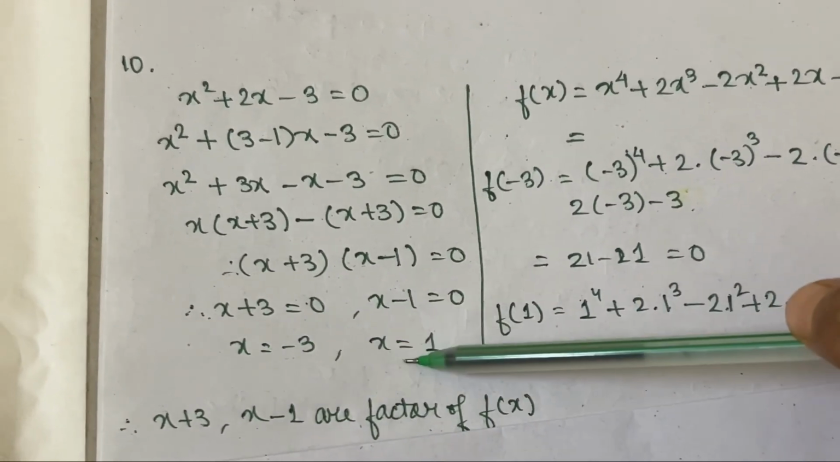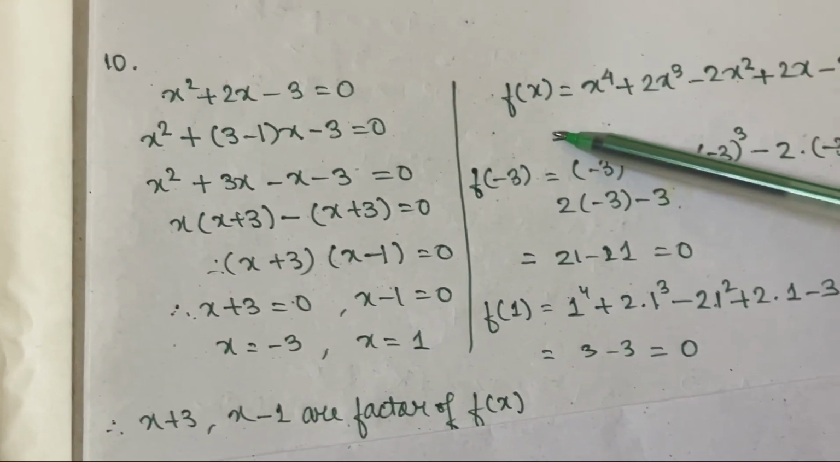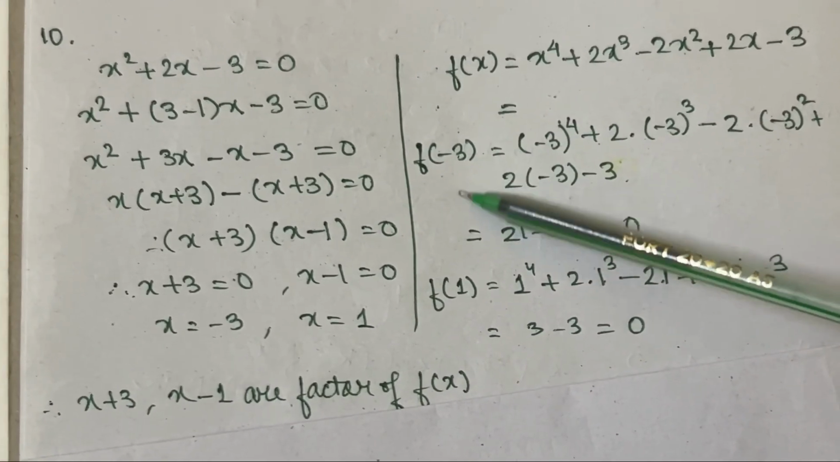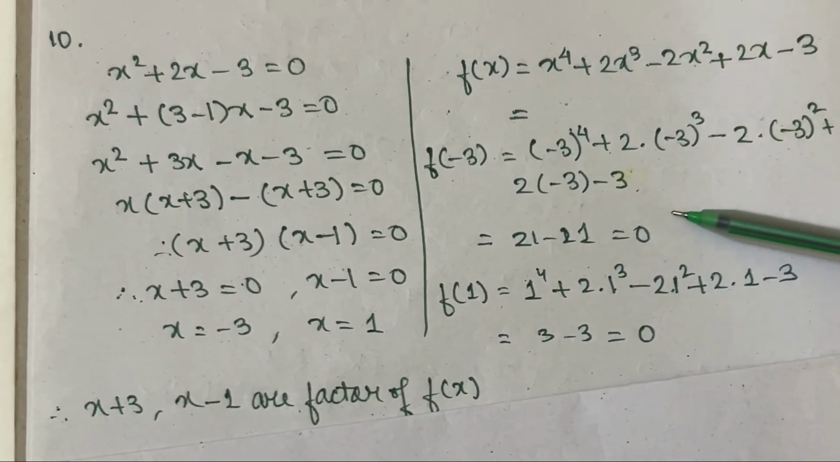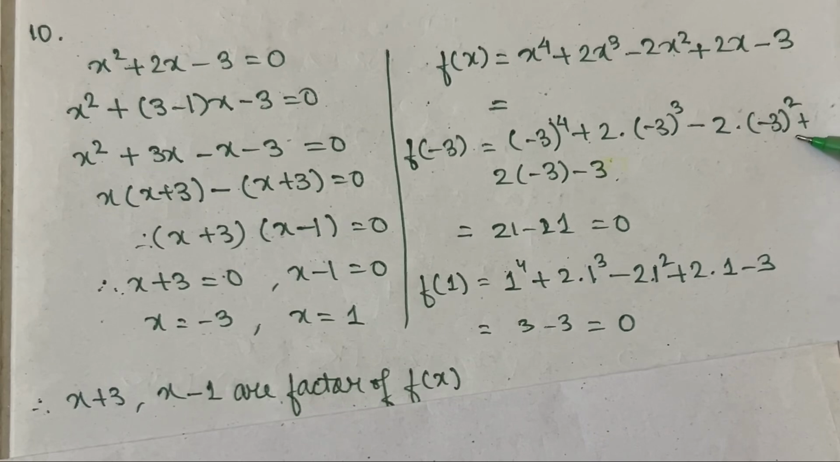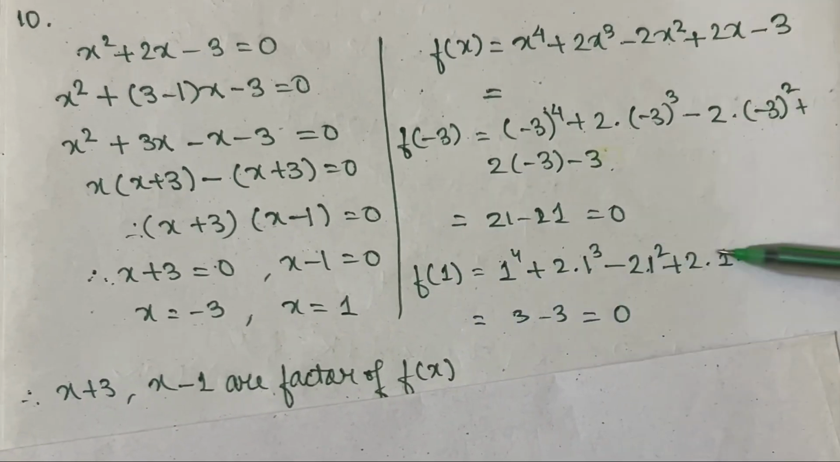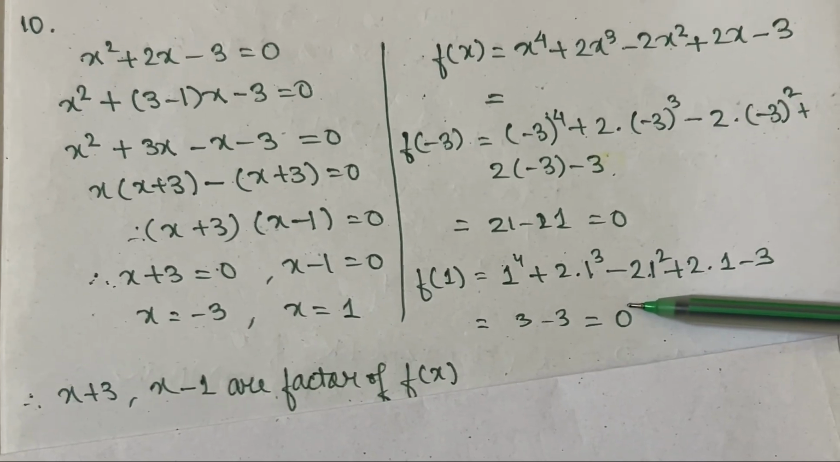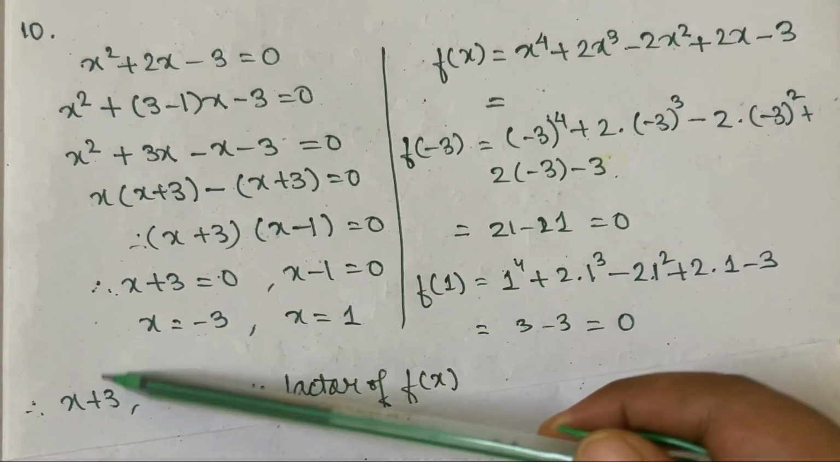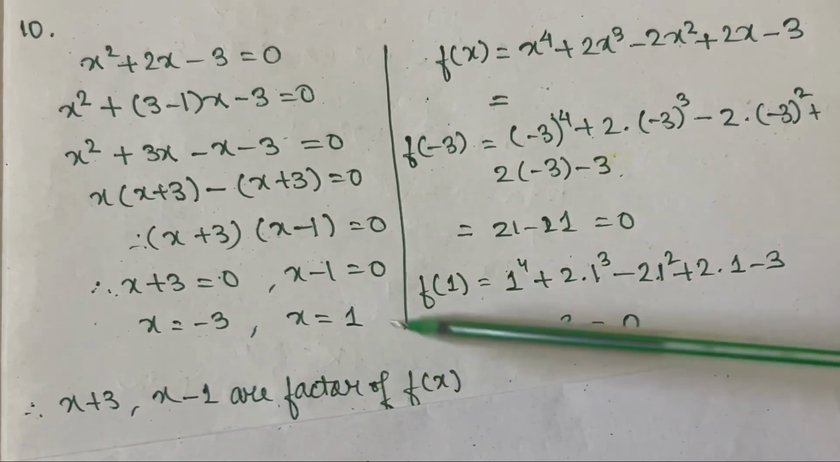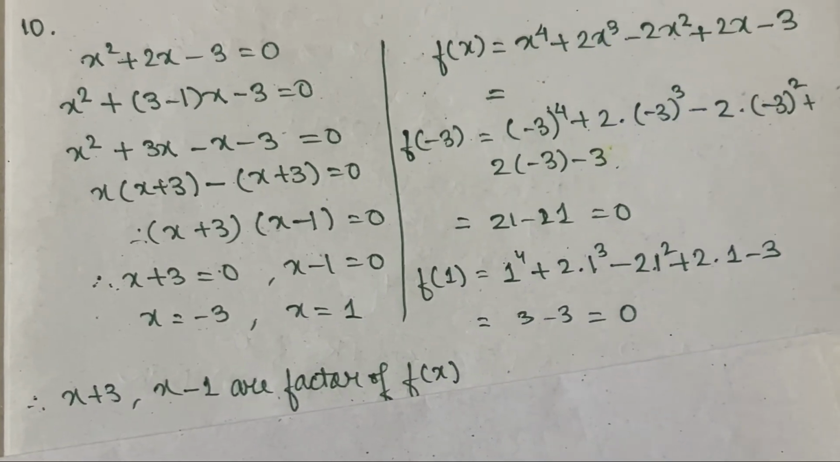So in each case we are going to put the values in f(x). So first as minus 3 we get it as 0 by substituting the values, and f(1) as 1 substituting the values, we get it as 0. So we can say that x plus 3 and x minus 1 are factors of f(x).